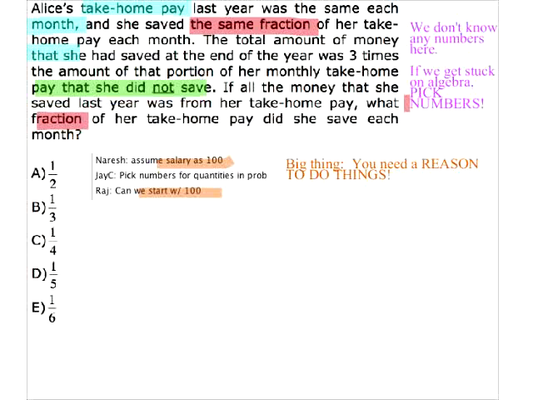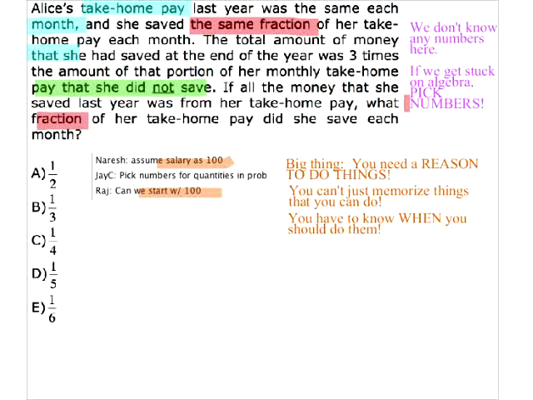If you just memorize the things that you can do, that's useless. You can't just memorize things that you can do. You have to know when you should use stuff. So, like, 100, you don't really want to pick 100 unless you're using percentages.